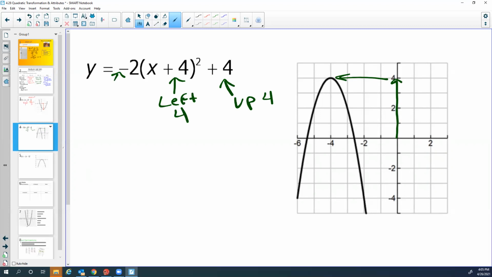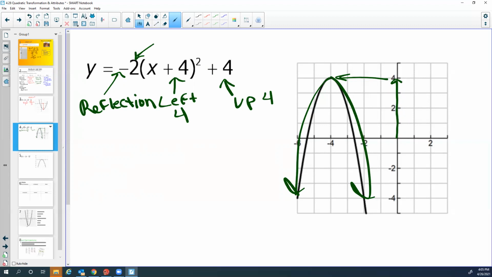The negative here tells me my parabola flipped upside down, and that's how I know I have a reflection. Now comes the last one. The last one is probably the hardest one to identify.